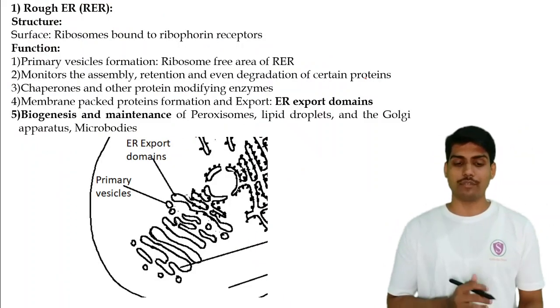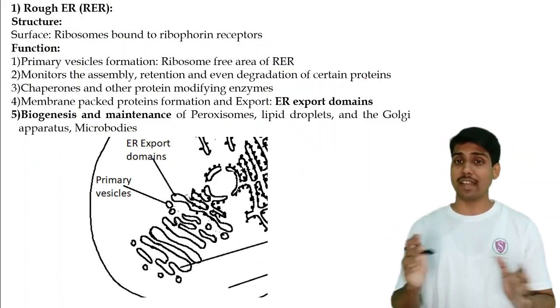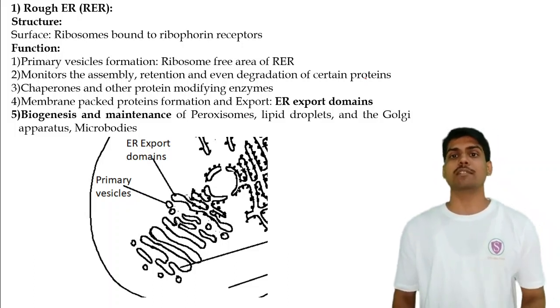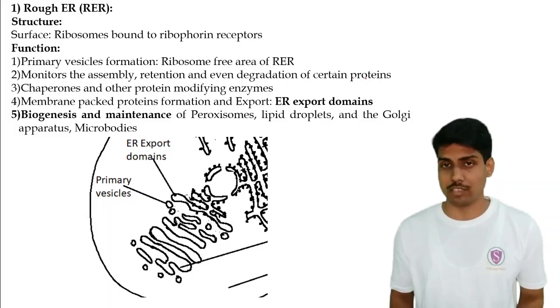Next is the rough endoplasmic reticulum. As you know, the endoplasmic reticulum is divided into two parts: the smooth endoplasmic reticulum and the rough endoplasmic reticulum.